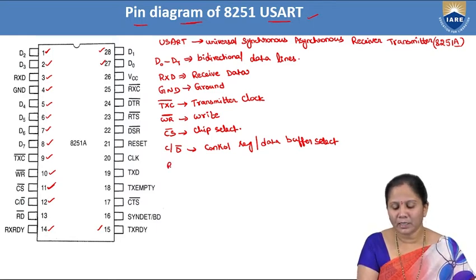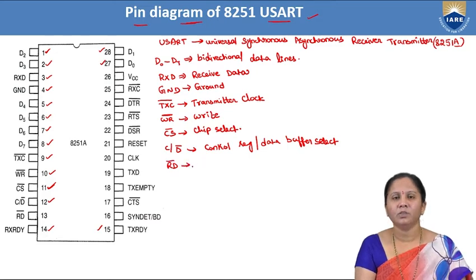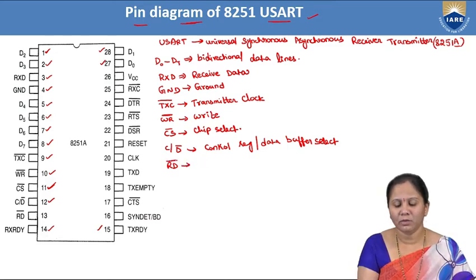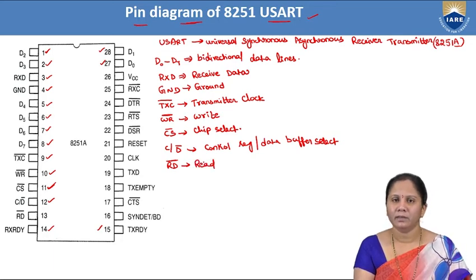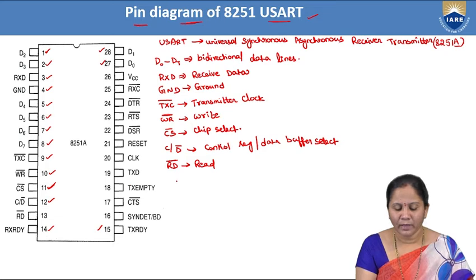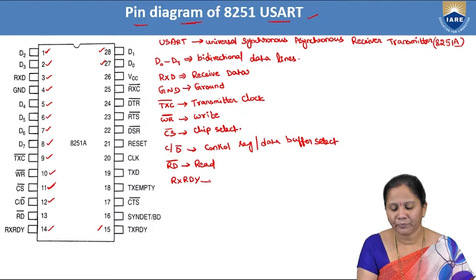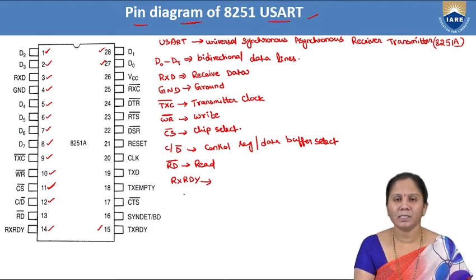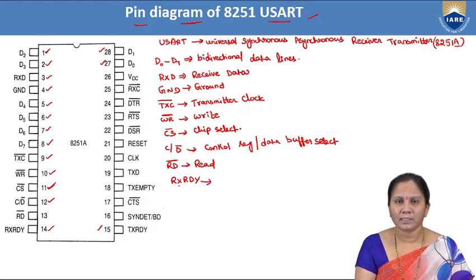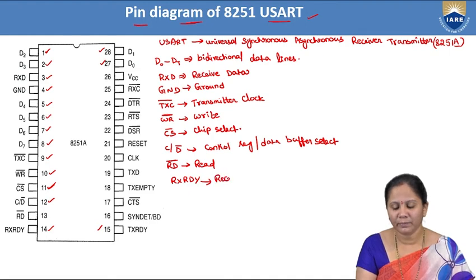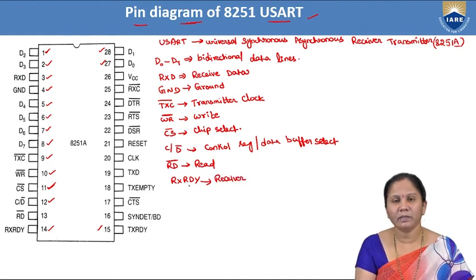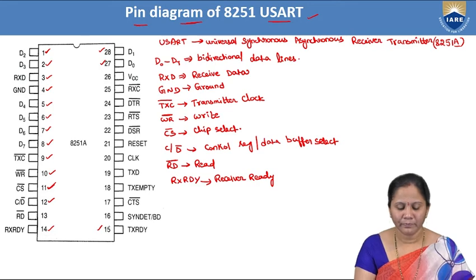The next signal is RD bar. Here RD bar is also an active low signal. RD represents the read signal. The next one is RX RDY, which is an active high signal. RX stands for receiver and RDY stands for ready. So RX RDY means receiver ready.